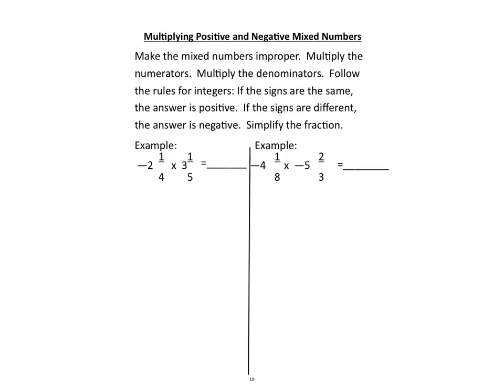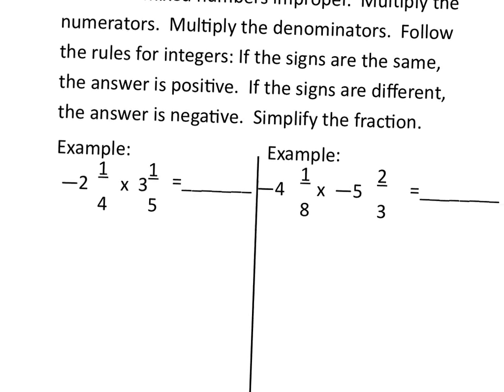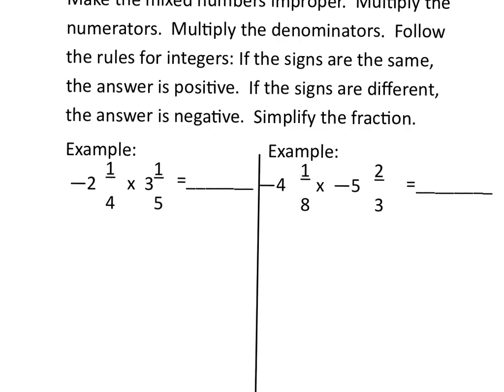So the first step, obviously, is let's make them improper. We should know that these ones have to be made improper. Adding and subtracting don't necessarily have to be improper. Multiplying must be improper. So to make it improper, we know we're going to say 4 times 2 is 8, plus 1 is 9 over 4, and it's negative because it's negative 2 1/4, times 5 times 3 is 15, plus 1 is 16 over 5. Now we can go ahead and multiply 9 times 16 over 4 times 5.